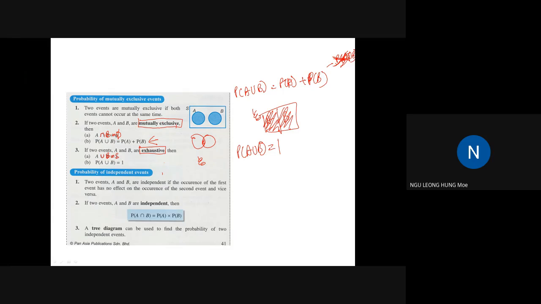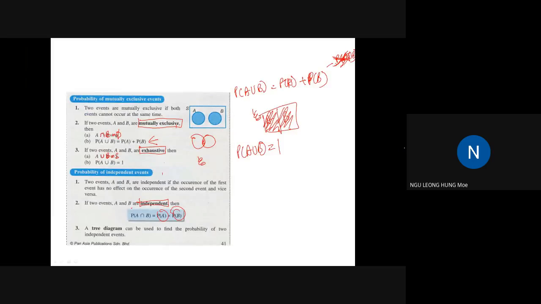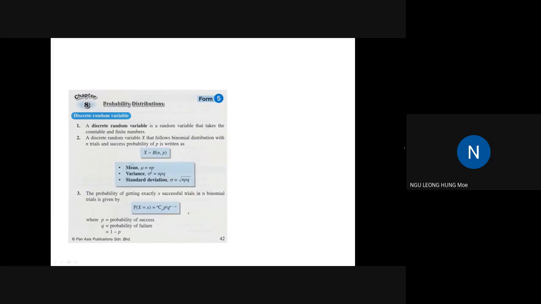If independent, A intersect B equals A times B. Never mind, this one later I can send you if you want. If you don't want, also never mind, just ignore it. Probability. This one should be no problem.